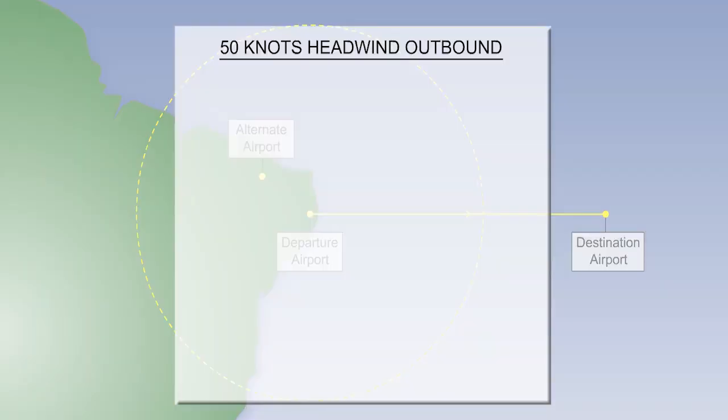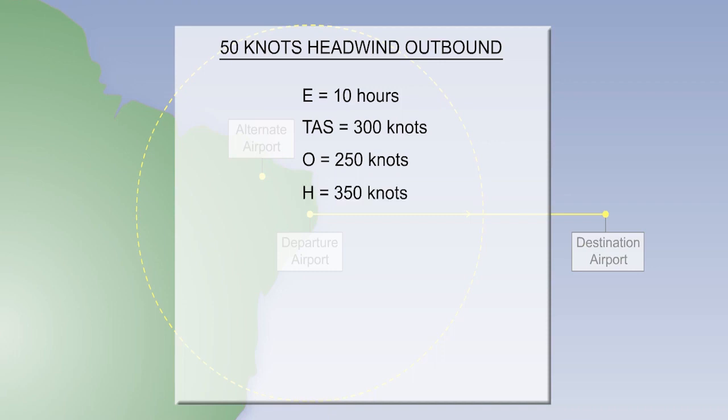Let's now take the case of 50 knots of headwind outbound. As before, our safe endurance is 10 hours and our true airspeed is 300 knots. Our outbound ground speed, O, will therefore be 250 knots. When we turn round and come home, the headwind becomes a tailwind, making H, the homebound ground speed, 350 knots.